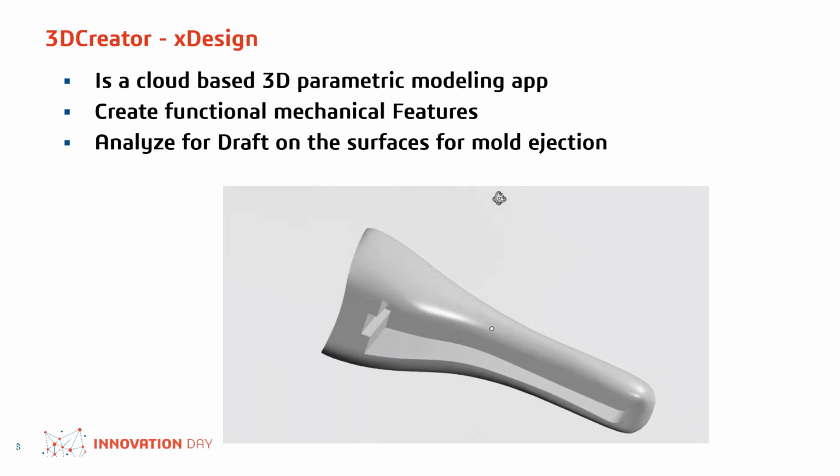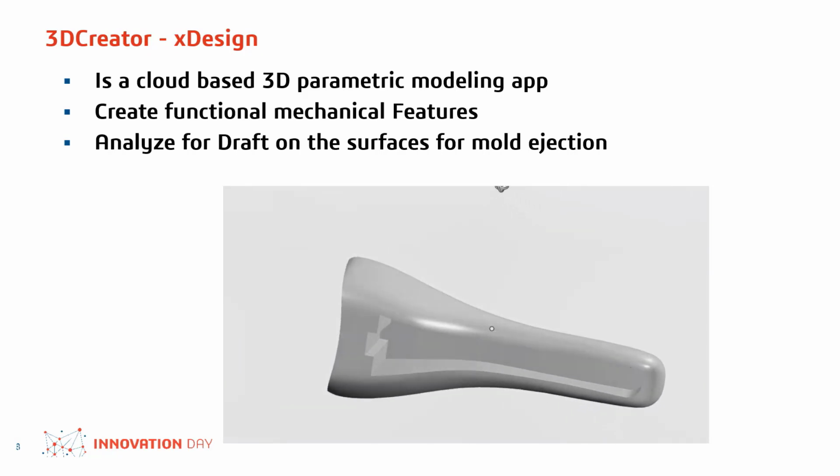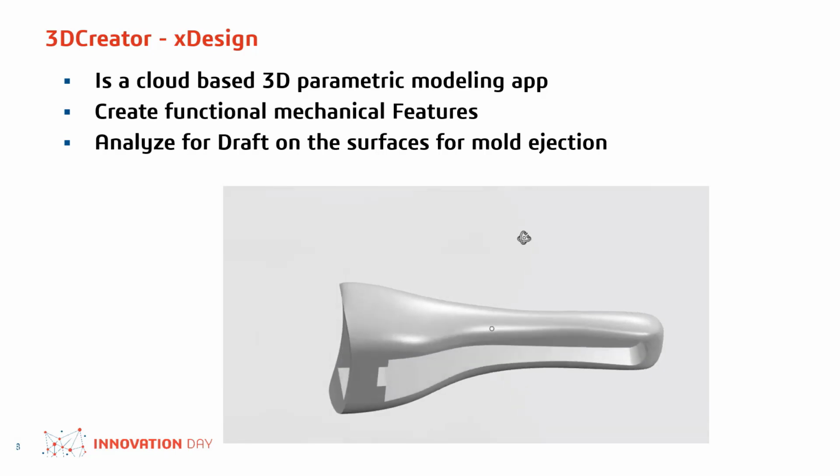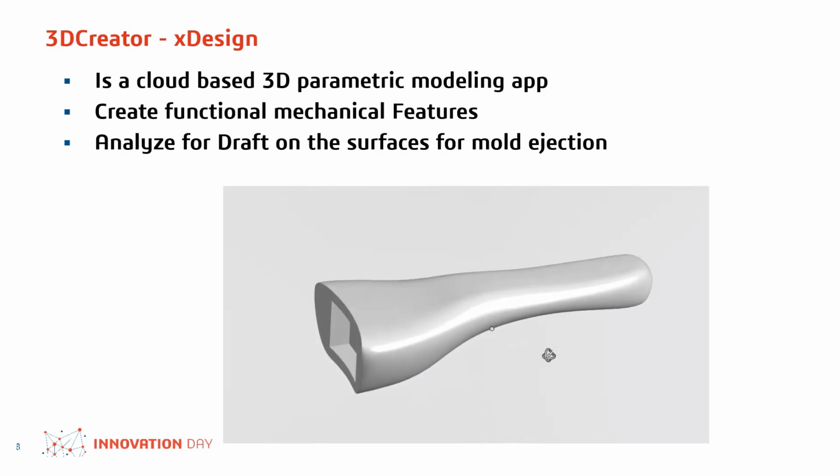Okay, so having done my design or shaping with Xshape, now it's time to create my mechanical features. So in this, I'm going to use the 3D Creator role, in which we have the XDesign app, and this is also a cloud-based 3D parametric modeling app in which I can create all functional mechanical features, and then I'm going to analyze for a draft on the surfaces, as this part is to be created by a mold. Let's see how.